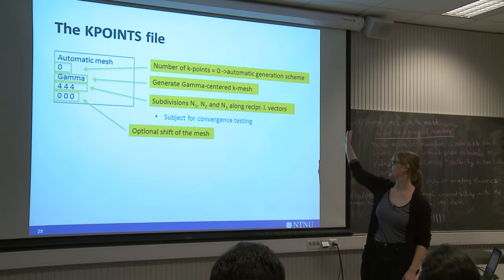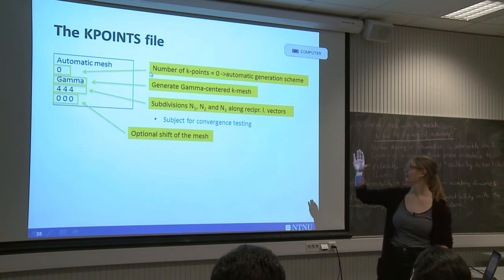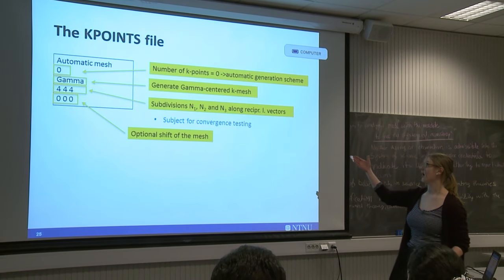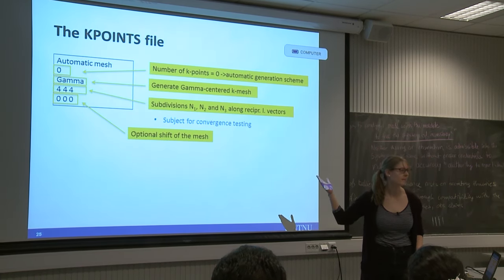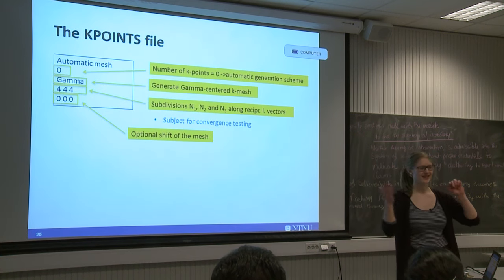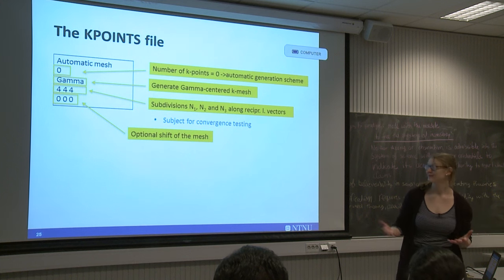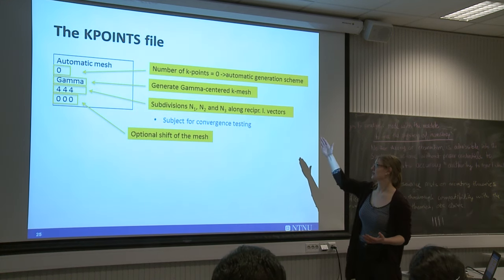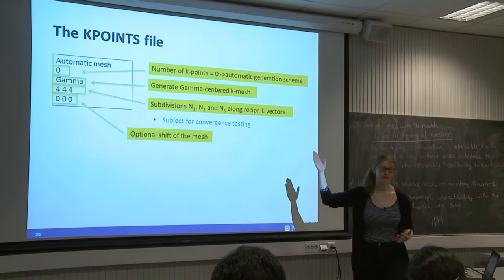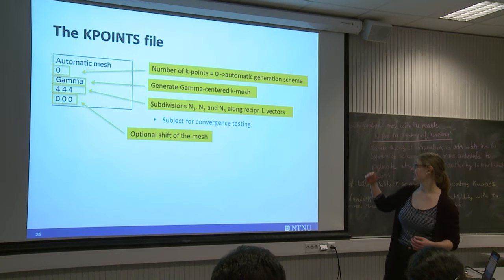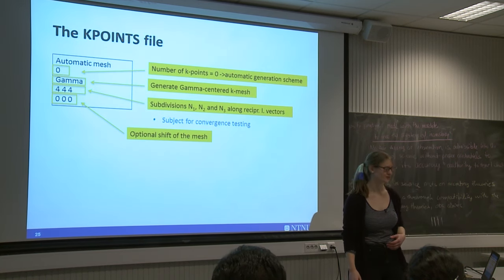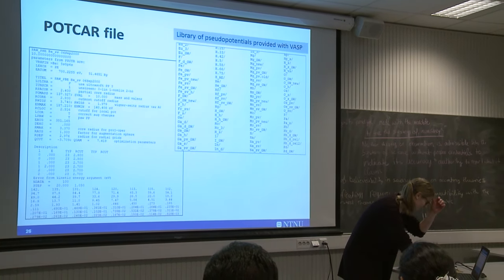And the other thing here is that I specify that I want to generate a gamma-centered mesh. So the gamma point just denotes the central point in your reciprocal space. Nothing more fancy. And then there are just subdivisions of k-points along each of the reciprocal lattice vectors. And this is also a subject for convergence testing.